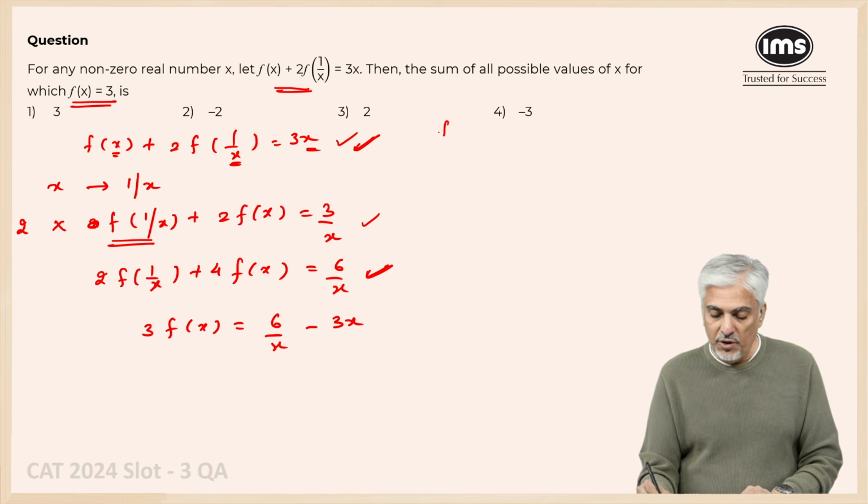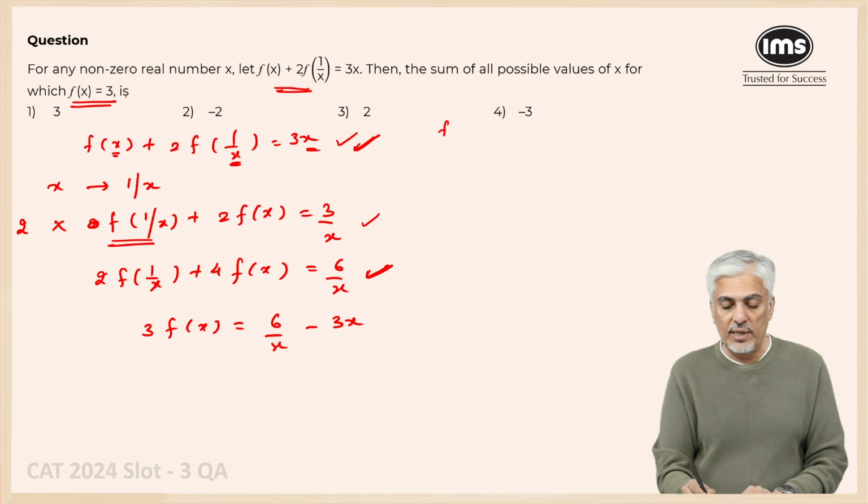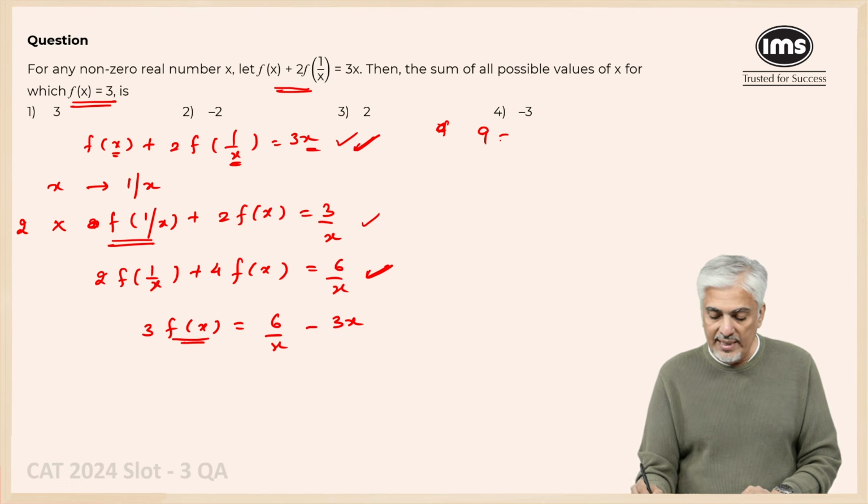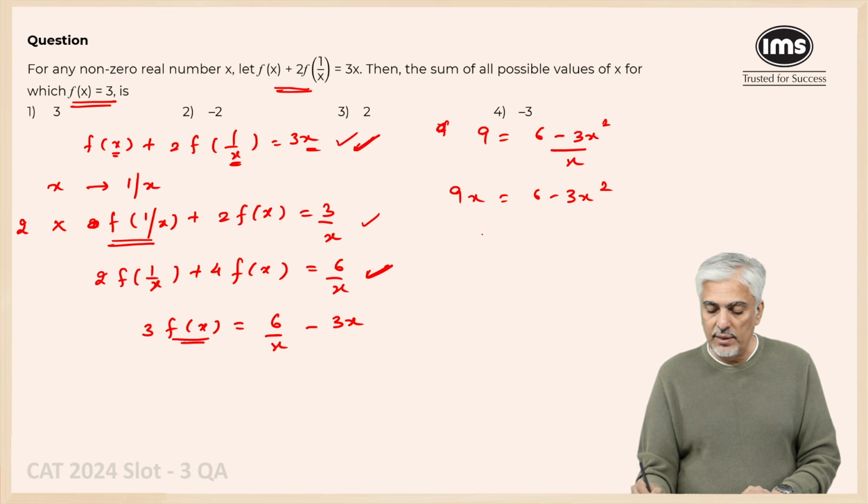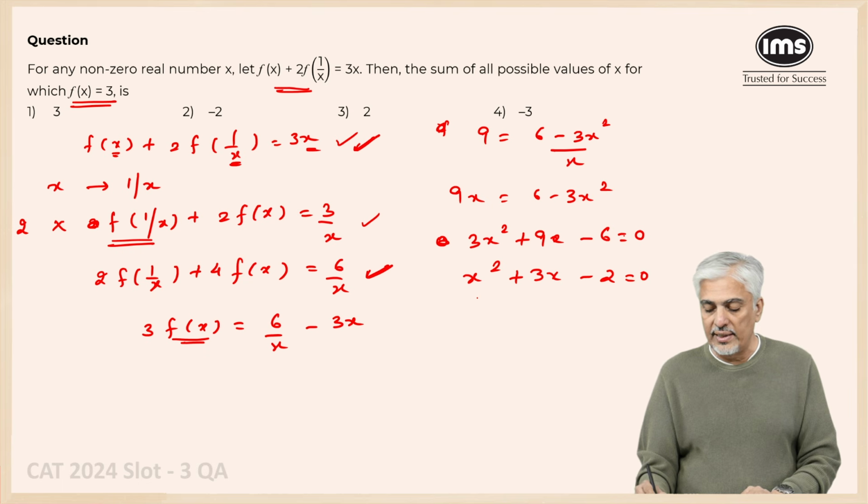We want to know when f of x is 3. So put this as 3. So we'll get 9 is equal to (6 minus 3x square) upon x. 9x is equal to 6 minus 3x square. 3x square plus 9x minus 6 is equal to 0. So x square plus 3x minus 2 is 0 is the quadratic equation.